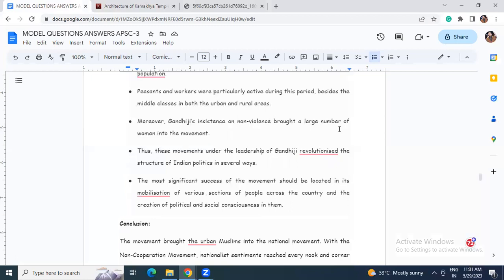Moreover, Gandhi's insistence on non-violence brought a large number of women into the movement.